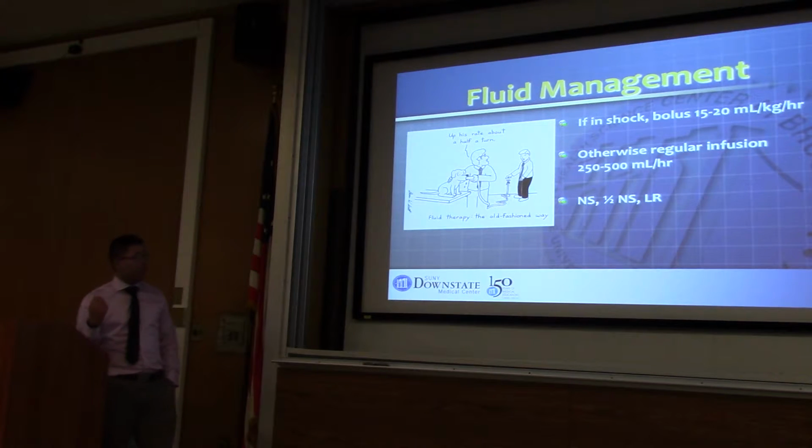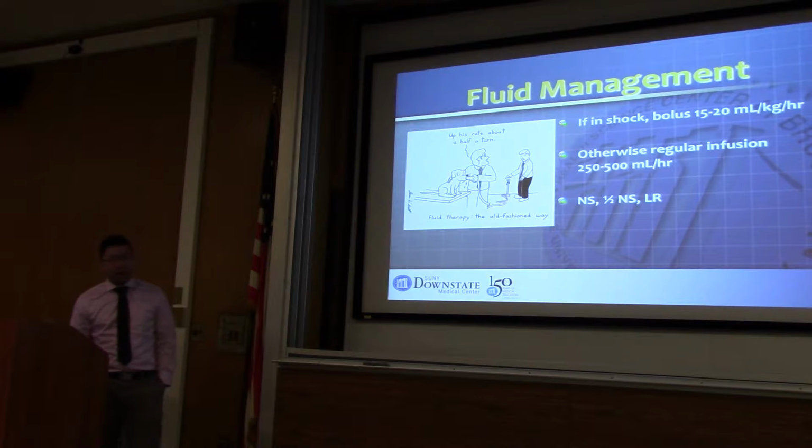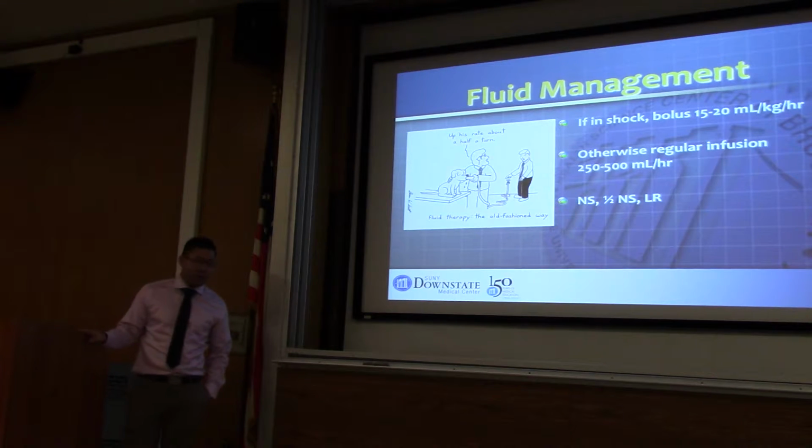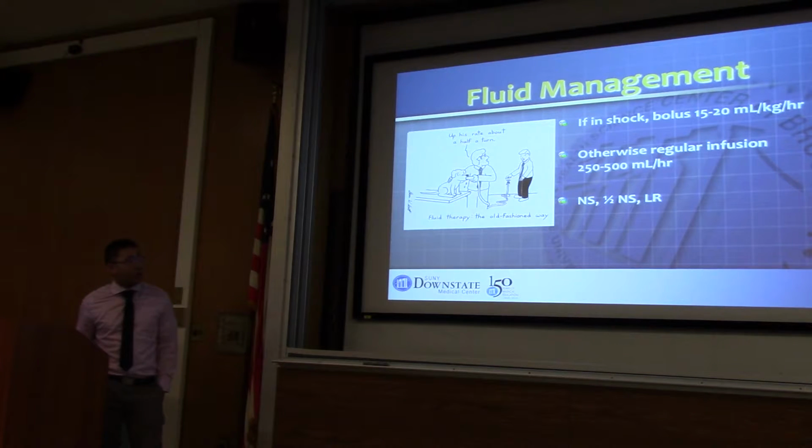So the first management of DKA: a lot of patients, when they come in, especially when you have an underlying cause, can be in shock. You want to start with bolusing fluids. Usually we do exactly what we do most times when a patient is in shock: 15 to 20 cc per kg per hour. However, if not in shock, you can start with just fluid replenishment of 250 to 500 cc per hour, depending on the patient's weight and size and how dehydrated they are.